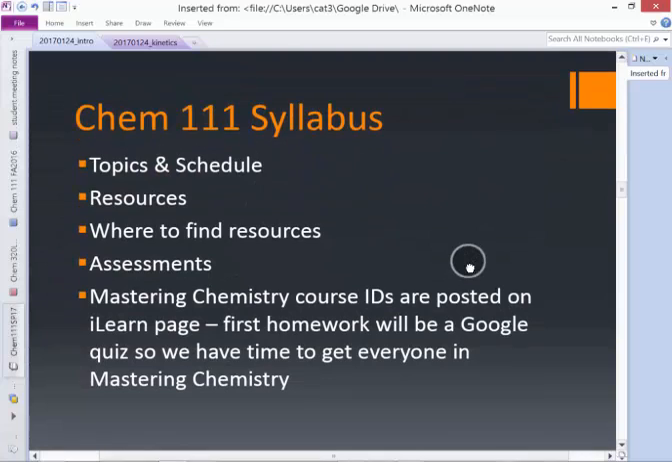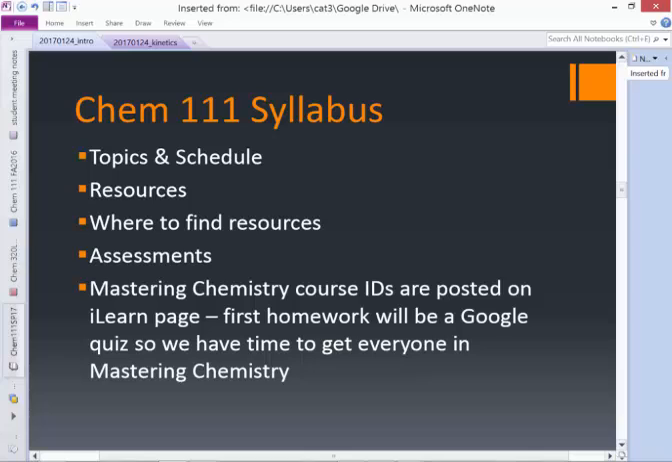Okay. Where can you find the syllabus? In the syllabus, you will find topics and schedule at the end. You will find resources. You will find where to find those resources. You will find what the assessments are and how much they're worth. So iLearn will calculate your grade, because I have set it up to do so, but you can do so at any time also with the percentage weighted average. You can set it up the way it's set up in the syllabus.